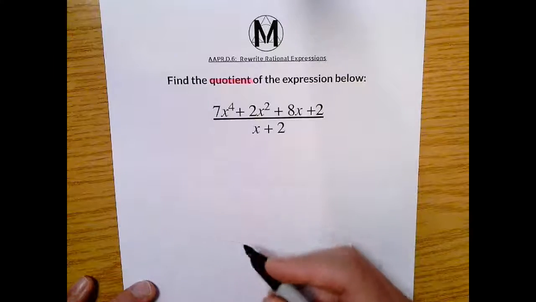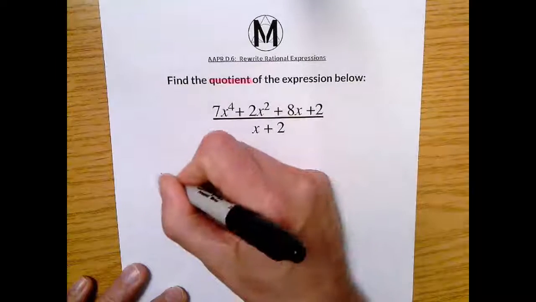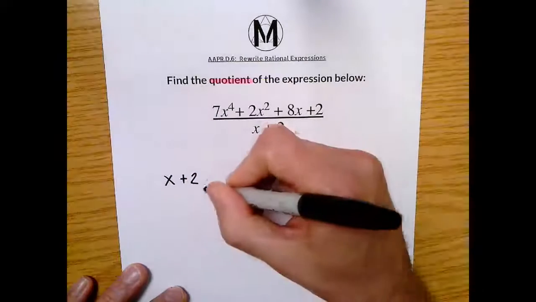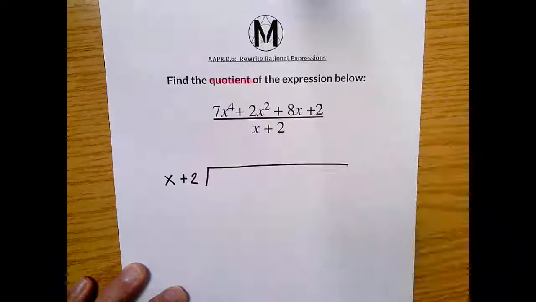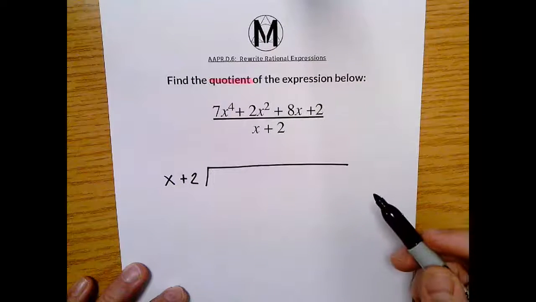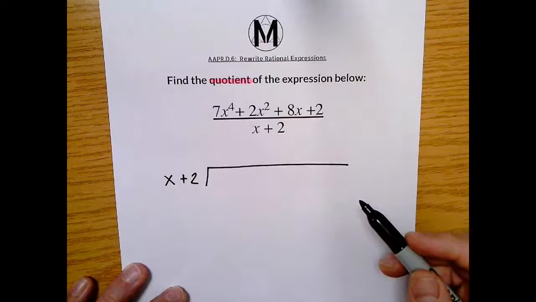The divisor is the piece that just goes on the outside. So I'm just going to write x plus 2. Okay, I'm going to build my dividing box. I should probably learn the official name for that. I'm not sure what it is. But yeah, it's the dividing box for now.